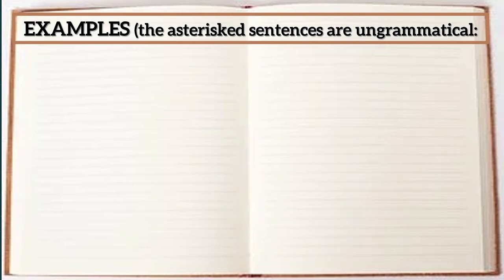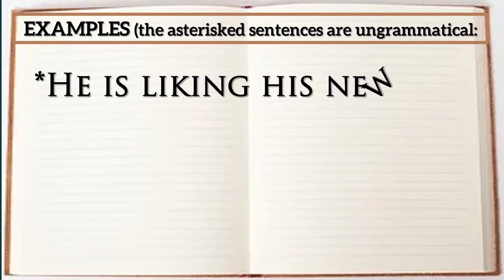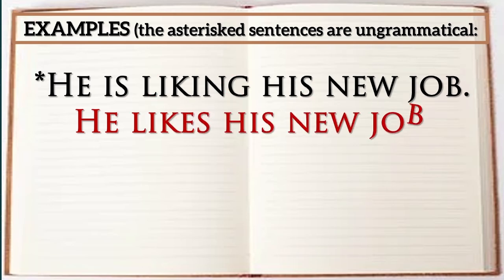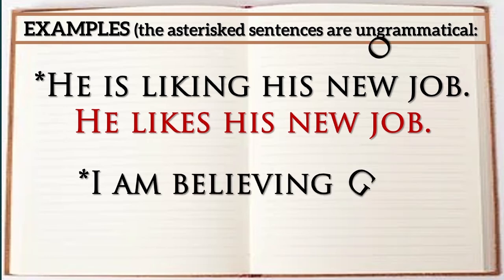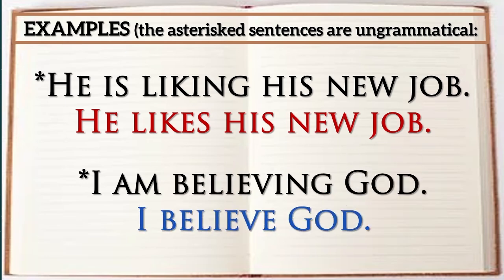Let's see more examples. He is liking his new job. There's no middle ground here. It's either he likes the job or he does not like the job. So the correct thing to say would be, he likes his new job. And the last example, I am believing God. Like I did say in the discussion on the various types of verbs, this is common among the Christian circle. You hear them say, I am believing God. Now, this is ungrammatical. You either believe God or you do not believe God. You can't stay in the middle. So the correct thing to say is, I believe God.